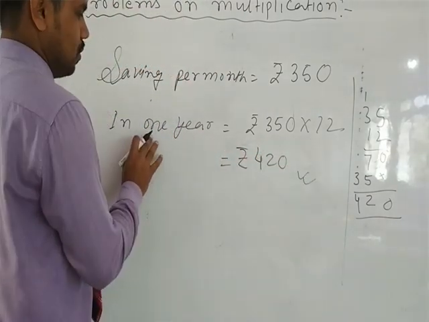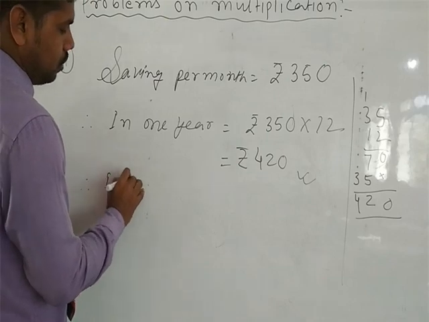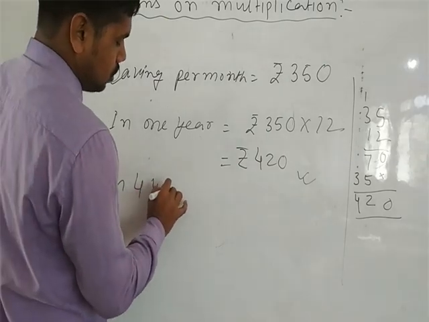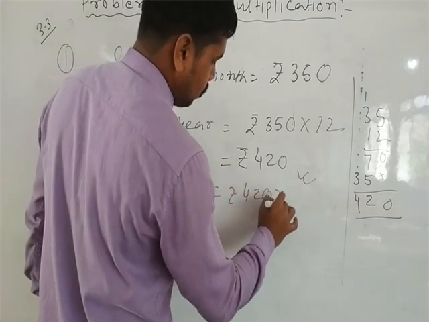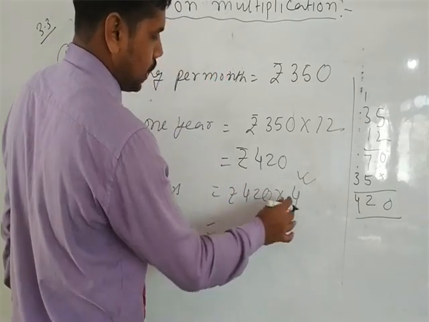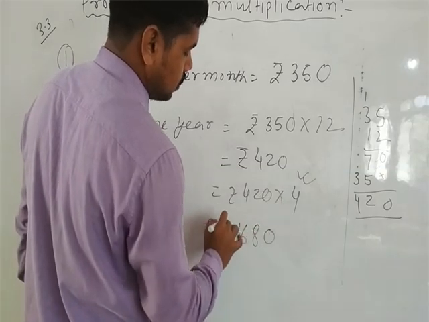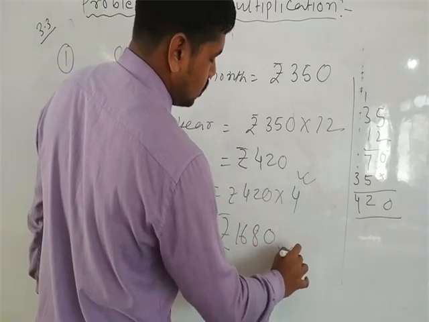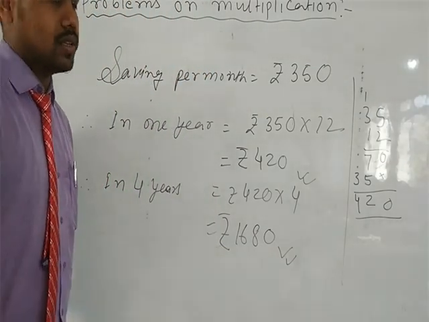So you have to find for 4 years. Therefore, in 4 years, it will be rupees 420 into 4. So 400, 4 2 are 8, 4 4 are 16. So 1680 rupees he will save in 4 years.